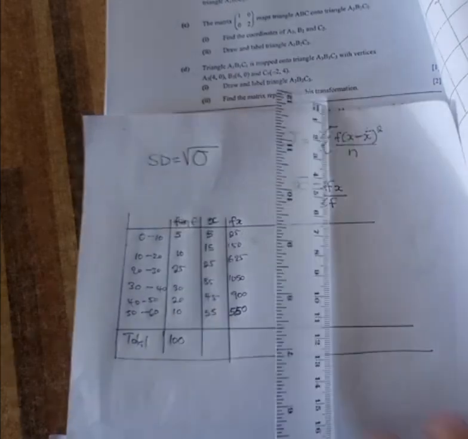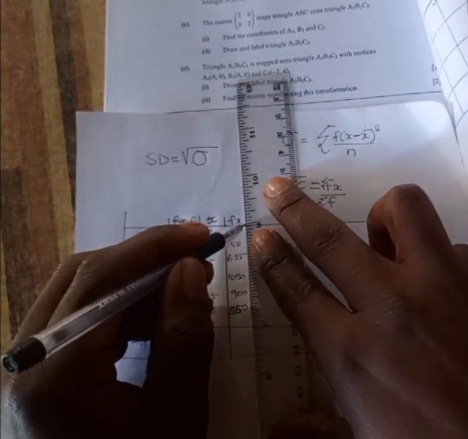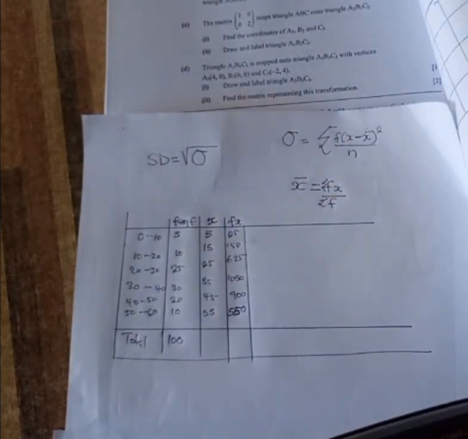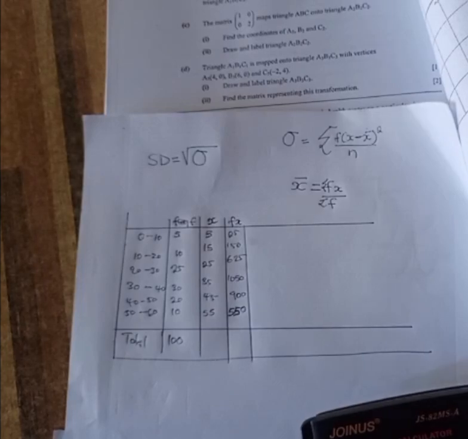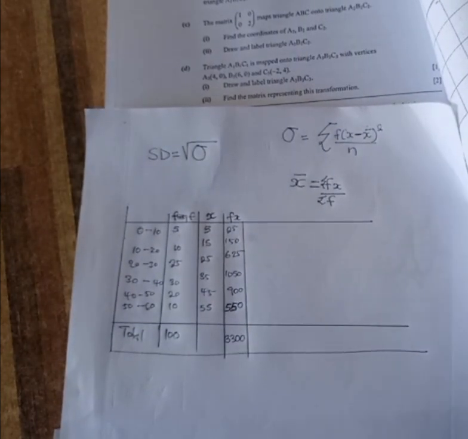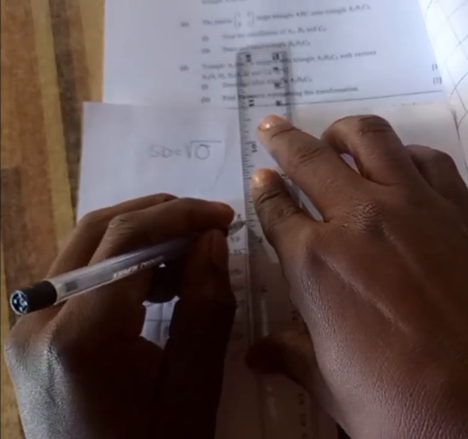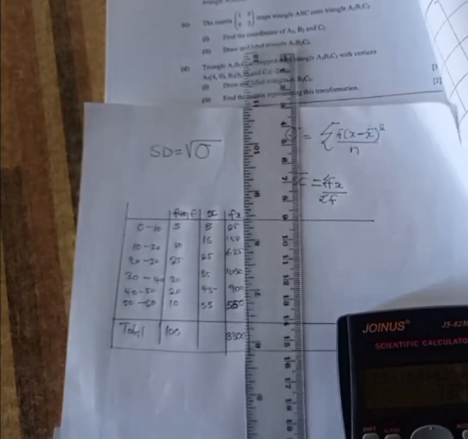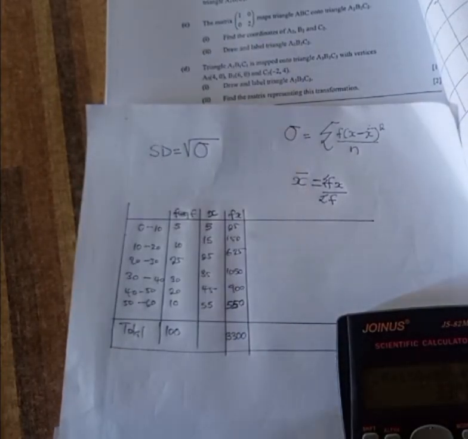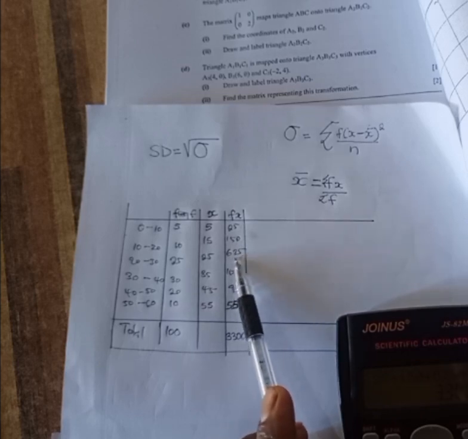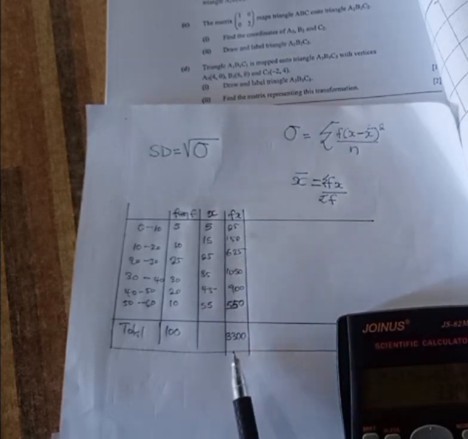Then later on you add the fx, meaning each frequency you have multiplied by each midpoint. Let us find the sum now. That is the answer we are getting. If we add 25 plus 150 plus 60, 25 up to 550, we are getting 3,300. 3,300. That is what we have.